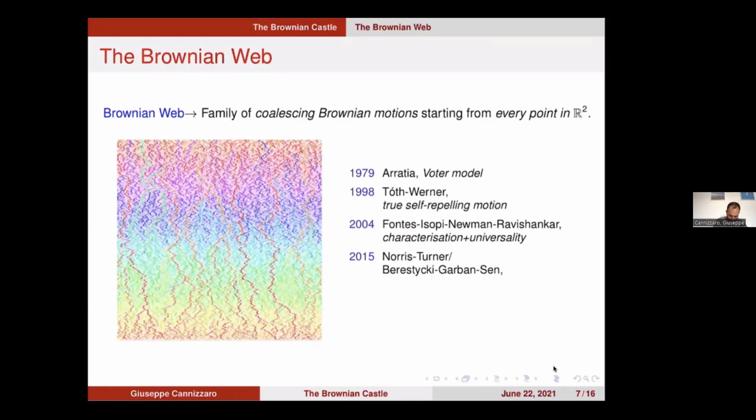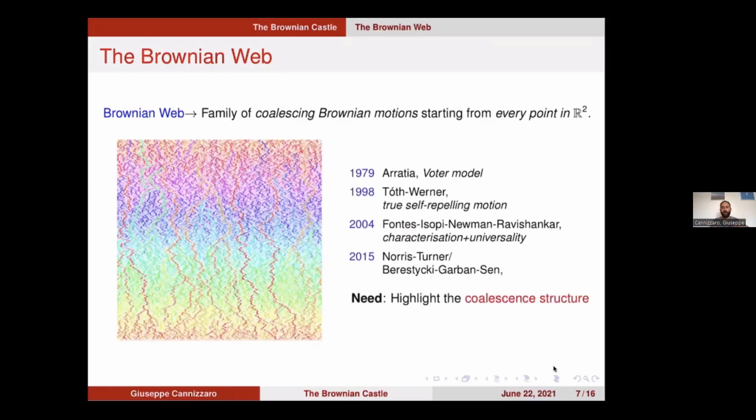As I said before, if I take 2 points and I want to know the joint distribution of the Brownian Castle, this is going to be a Gaussian random variable whose variance is nothing but the ancestral distance between 2 points on my Brownian web. So this is the notion that we need to be able to highlight.